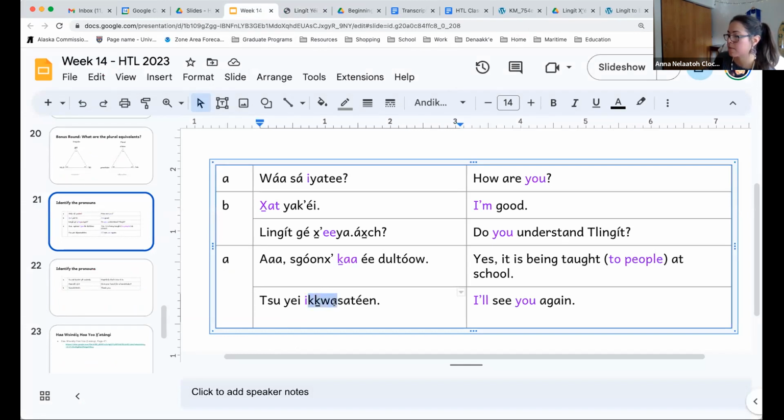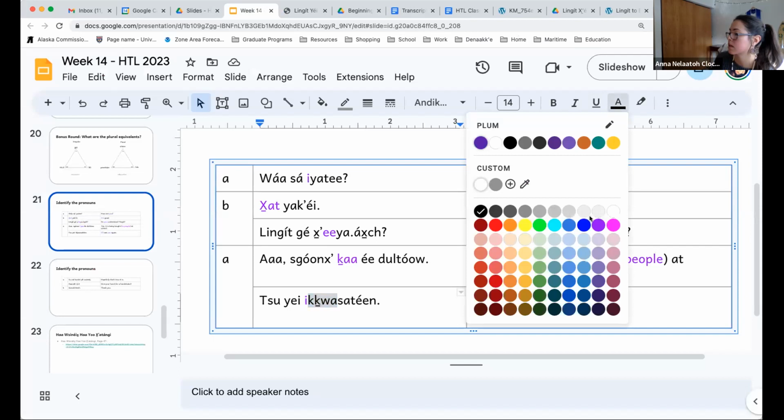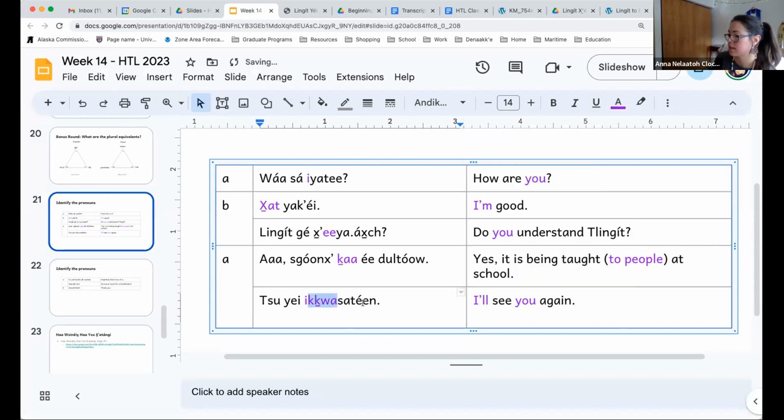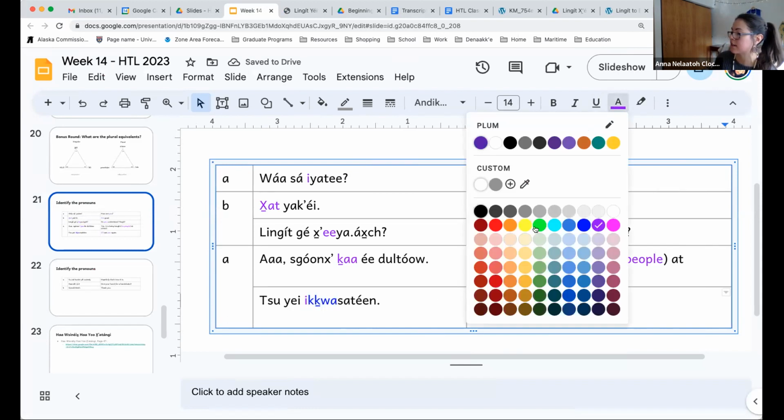Kakwa. I'll see you again. Oh no, it's the same. They're right next to each other. But it plus it means I will see you. I guess I'll change the color. I will is kakwa.